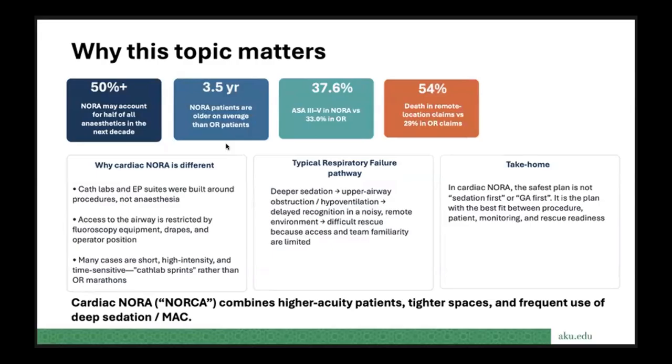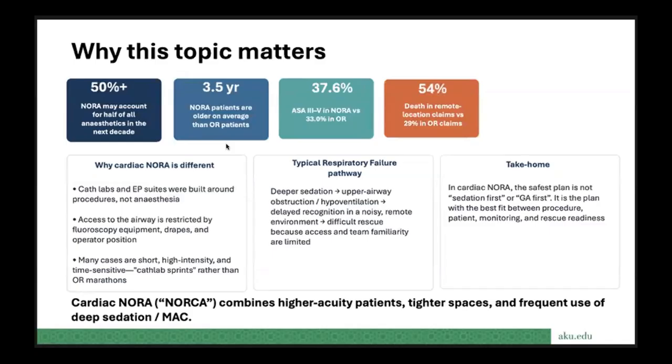So why is cardiac NORA different? The cath lab and the EP suites were built around the procedure, not around anesthesia. Access to the airway is restricted in these areas by the fluoroscopy equipment, drapes, and the operator position. Many cases are short, high intensity, and time sensitive. That is why we call the cath lab a sprint rather than the OR marathon.